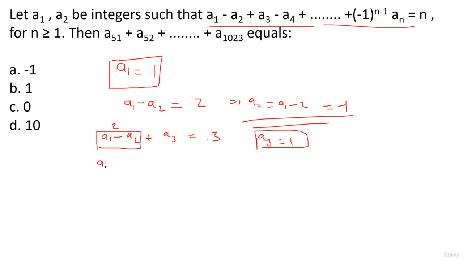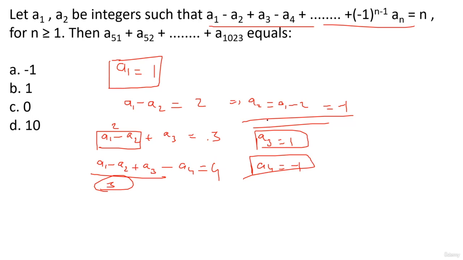Suppose we took four terms: a1 minus a2 plus a3 minus a4 is equal to 4. We know the value of the first three, which is 3. So 3 minus a4 is 4. That means a4 is equal to minus 1. So we observe something here for an now. If the value of n is even, then the answer is minus 1, and if the value of n is odd, the term is plus 1.